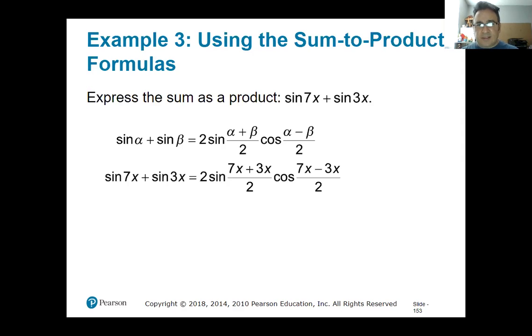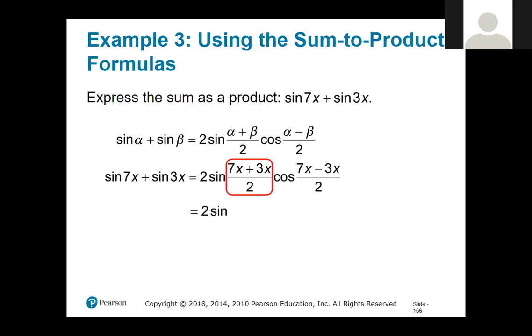So we've got to take this and simplify it. The 2 sine still stays there. It's still the same, right? And now we've got to simplify the first part. What's 7x plus 3x? 10x, and then divided by 2 is? 5x. Good job, Nicole.